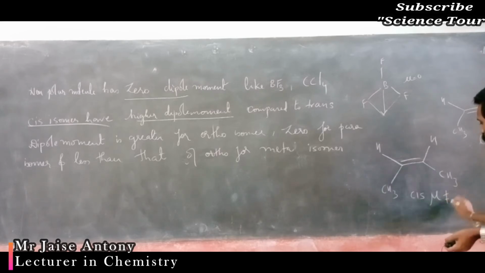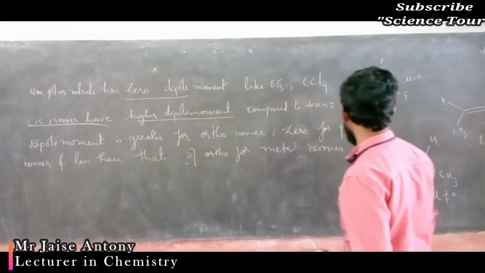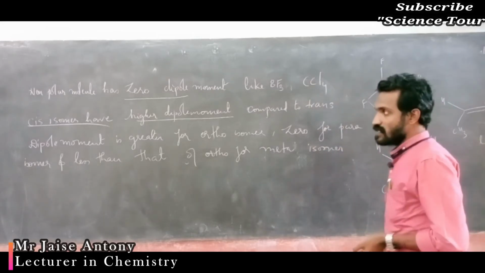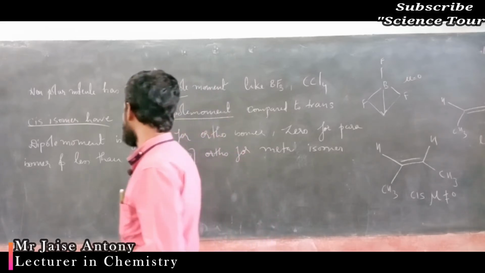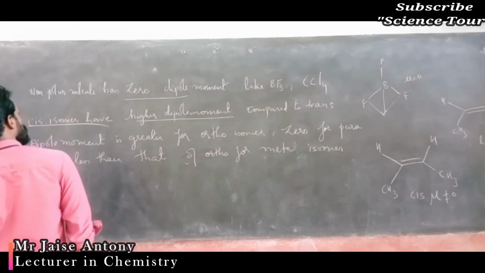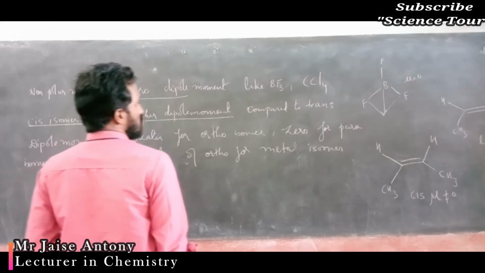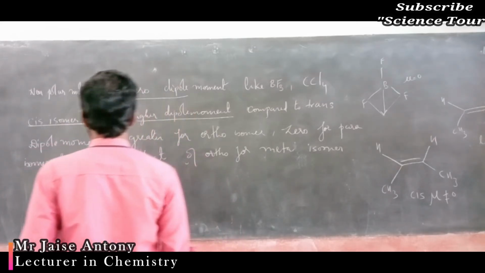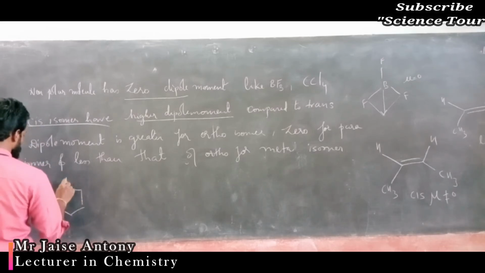Mu is not equal to 0 because more than 0 dipole moment is there in cis form. Trans, this also I gave as an example, my dear students, in the board syllabus. Please go through that actually. And the last one is dipole moment is greater for ortho and 0 for para, that I explained right now. That class is over actually.